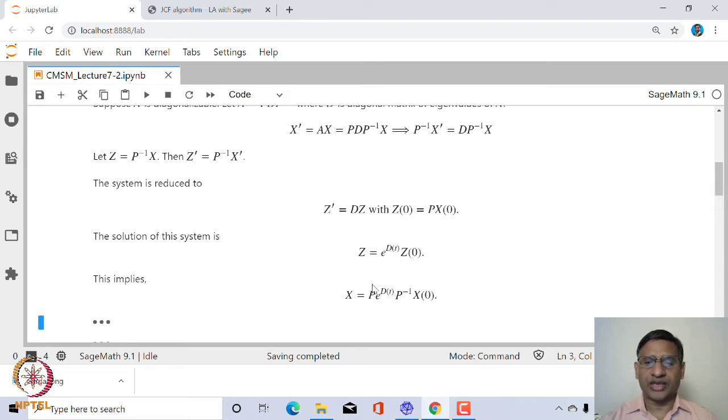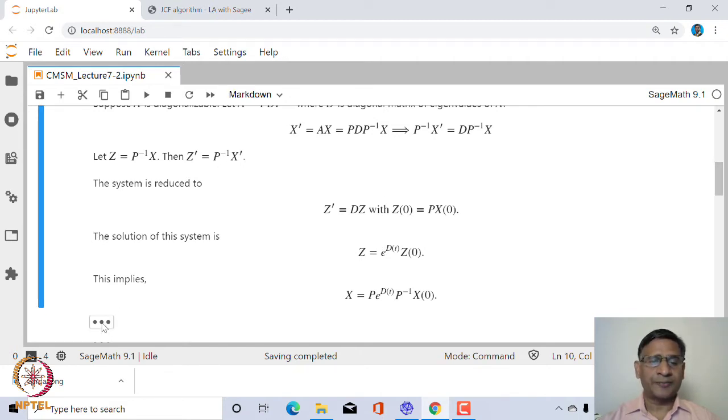Now, we have substituted z as P inverse x, therefore x is going to be P times z. So, you just write P into this, and that is the solution. That is how we can solve this system of ordinary differential equations using eigenvalues and eigenvectors, and in particular when the matrix is diagonalizable.